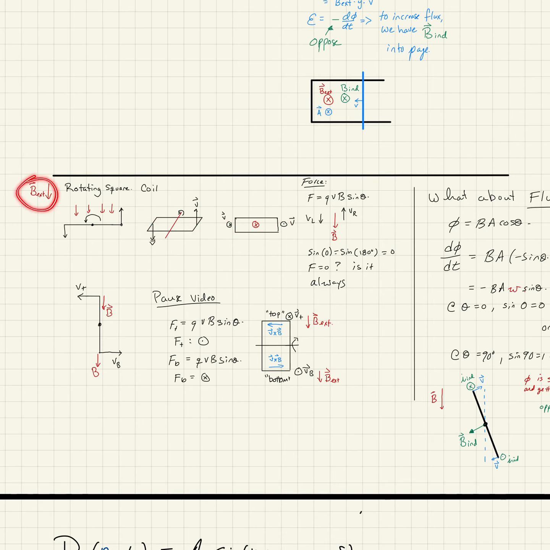And so we're going to have a B external again here, and in this case our B external is going to be into the page. All right, so from a force point of view, what kind of current do we think is going to get created here?